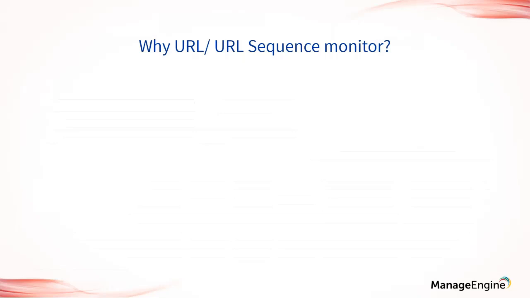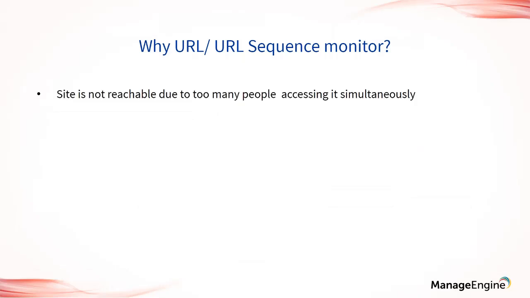So why is URL sequence monitor required? If your site is not reachable due to multiple people accessing the same site, that could be one of the reasons why the URL is not accessible. And other reasons could be the landing page could be slow, or it could lead to an HTTP 500 internal server error. Let's get some hands-on training.